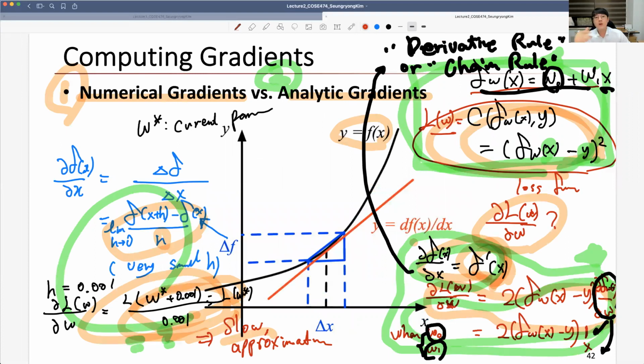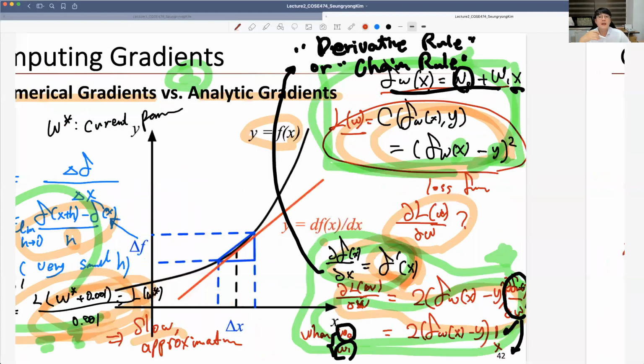And to compute the gradient, there are two kinds of ways. The first one is the numerical gradient. The second is the analytic gradient. We've talked about this one. To summarize, we usually use the analytic gradient because it is much more accurate than the numerical gradient, and it is much faster than the previous numerical gradient one, right?